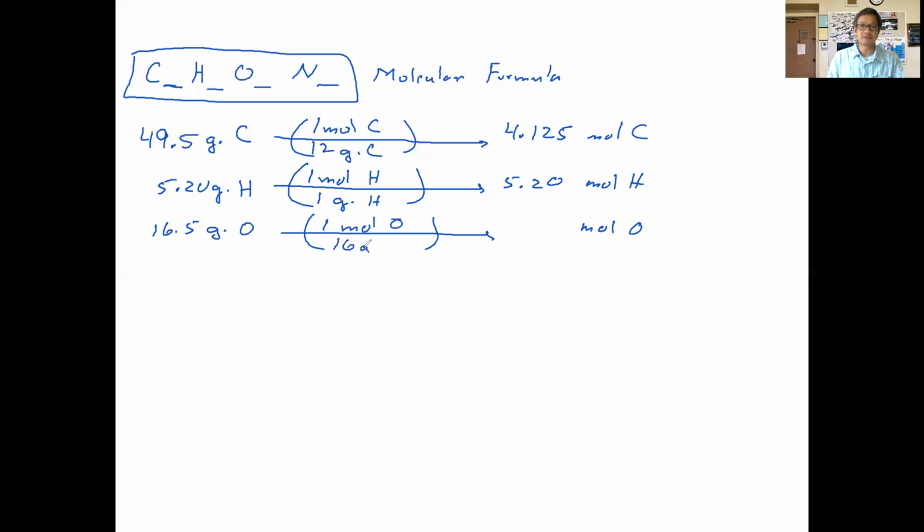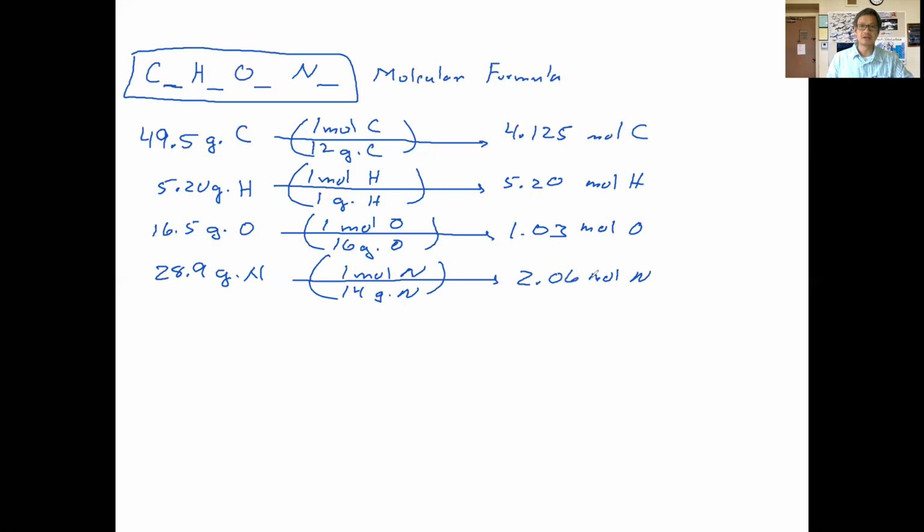So we're going to divide by 16 here. So therefore we end up with 1.03 moles of oxygen. And then finally with nitrogen, we're told that it has 28.9%, so it's going to be 28.9 grams of nitrogen. Converting that into moles as well means we would have to divide by 14. And if we do that, then we end up with 2.06 moles of nitrogen.